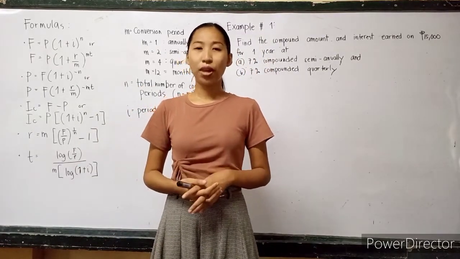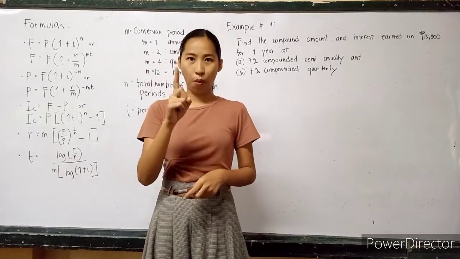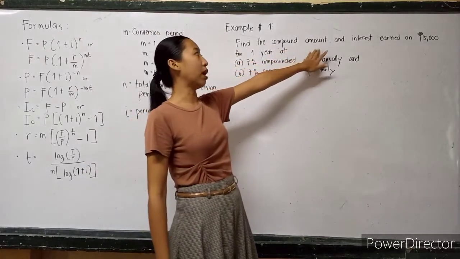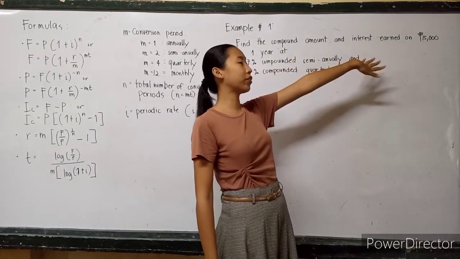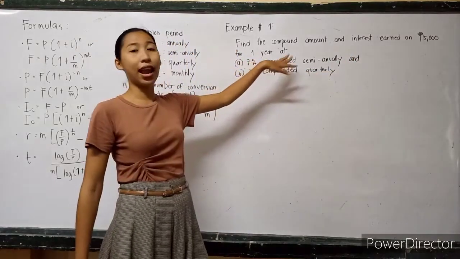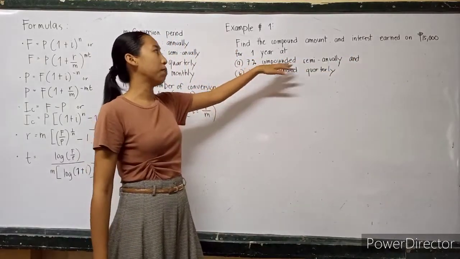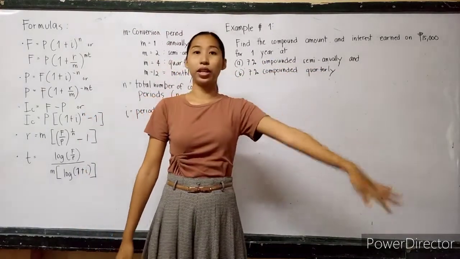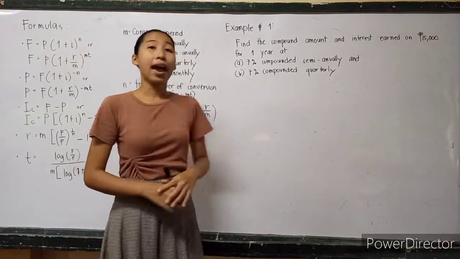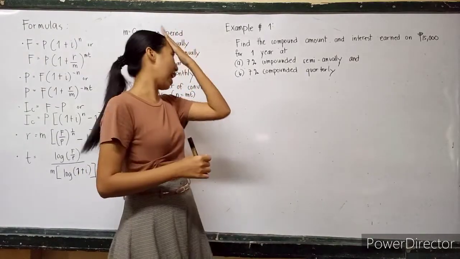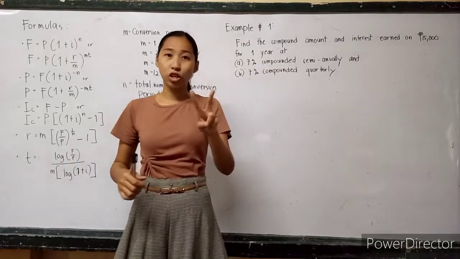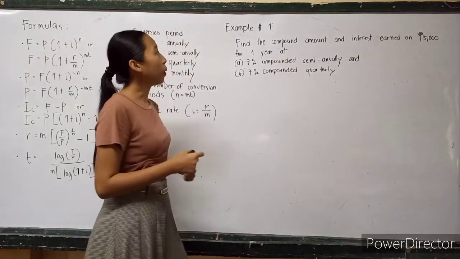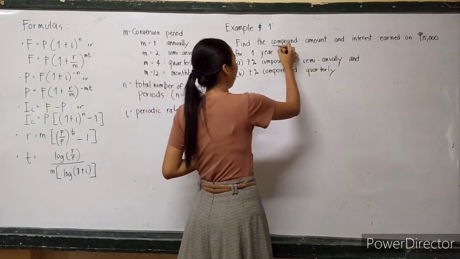Alright, let us proceed with answering our example number 1. Let us first read our problem. Find the compound amount and interest earned on 15,000 pesos for 1 year at A, 7% compounded semi-annually, and B, 7% compounded quarterly. So in this problem, we are asked two questions. Actually, two situations at the same time, and we are going to look for 2 values. The first value we will look for is our compound amount.